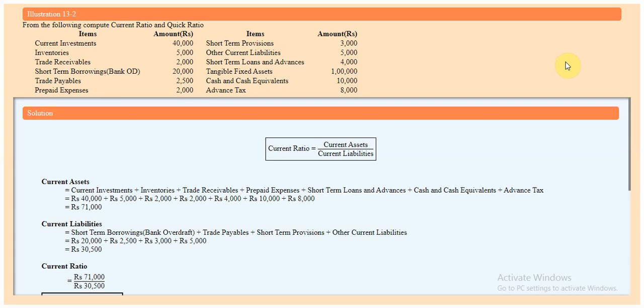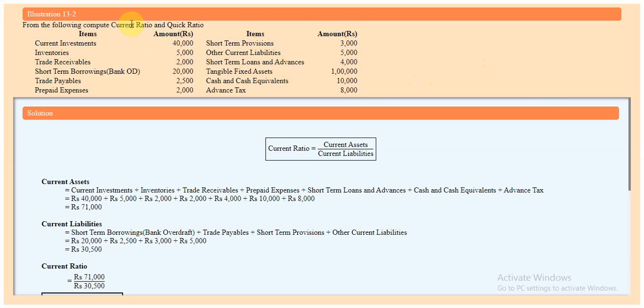Hello friends, in the previous video we learnt about liquidity ratios. In this video we will see some important problems. All the problems that we have solved in this video are illustrations from your book. So in case of any doubts, please go and refer to your book also.